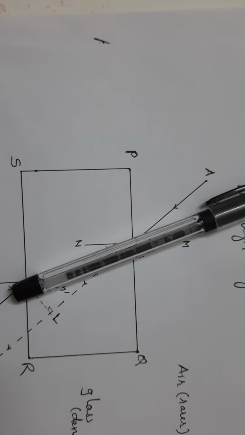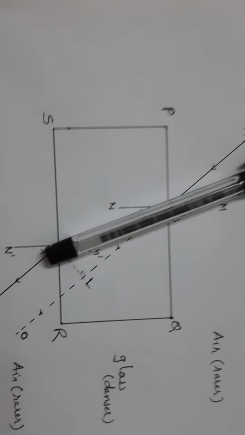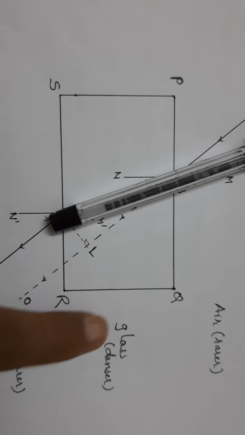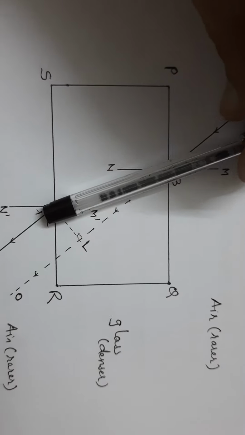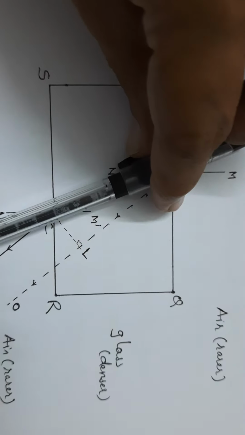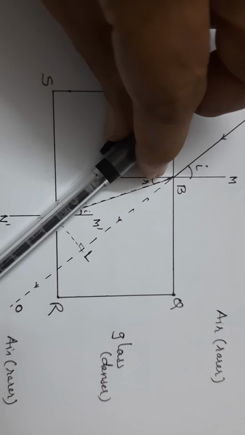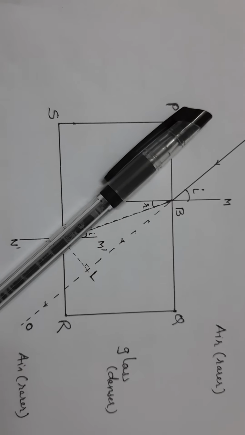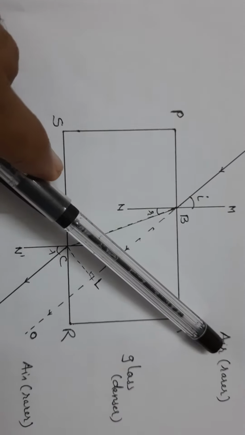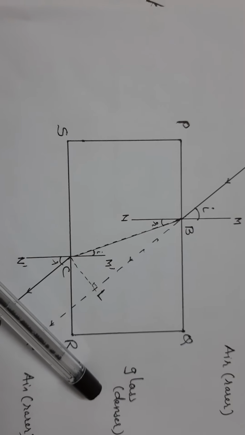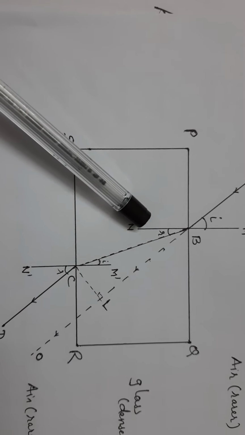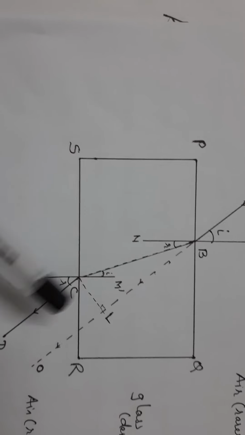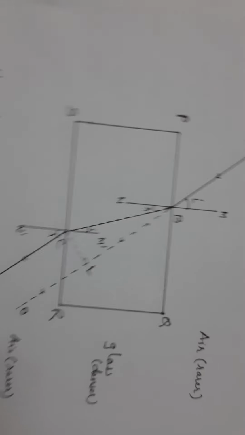And when a ray of light passes from denser medium to rarer medium, remember these are important points, it should have gone in this manner, but it is bending away from the normal. So what do we say? Two important points. When a ray of light passes from rarer medium to denser medium, it bends towards the normal. And when it passes from denser medium to rarer medium, it bends away from the normal. That is what we have written.